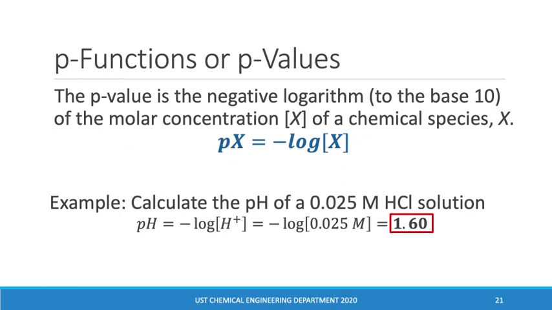The p-value is defined as the negative logarithm to the base 10 of the molar concentration of a chemical species. You may be familiar with pH, an example of p functions, which describes the acidity or alkalinity of a substance. As an example, let us calculate the pH of 0.025 molar HCl solution. If we want to get the pH value, then we must only consider the molar concentration of H plus ions. Since there is 1 mole of H plus for every mole of HCl, the molar concentration of H plus is also 0.025. Getting the negative logarithm of 0.025 molar, we obtain a pH value of 1.6.